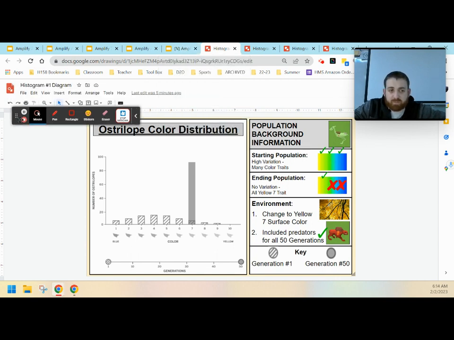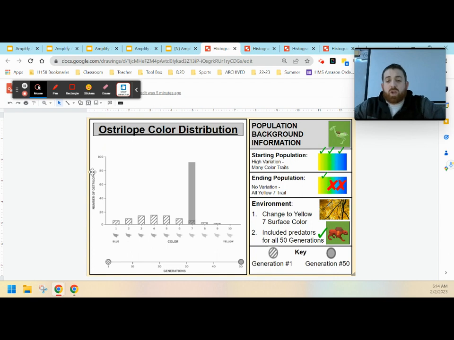So looking at this first one, for example, this is the very first histogram. We're looking at fur color. We have some blues, some yellows, and some greens here. We're missing a specific distribution in terms of number 10. There is no distribution for this variation. And when we look at the starting population, we see just that. We have a high variation with many different colored traits, yellows, greens, and blues. The ending population, on the other hand, has no variation. It all is number 7. And when we went from generation 1 to generation 50, we changed to a yellow 7 surface color, and predators were around for all 50 generations.